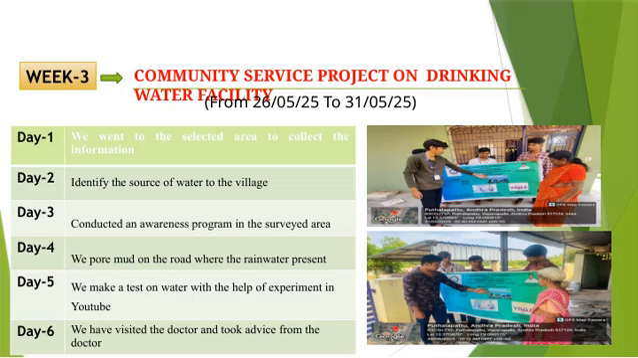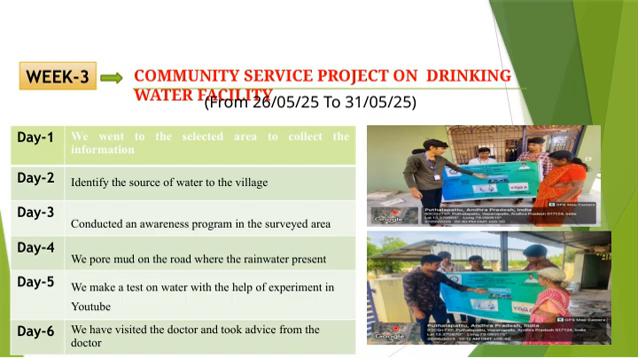Now, let's take a closer look at what we did during the third week of our community service project, focused on improving drinking water facilities. The project spanned from May 26th to May 31st. On the first day, we visited the selected area to gather essential information about the current water situation and identify specific challenges faced by the community. This initial step was crucial for understanding the local context and planning effective interventions.